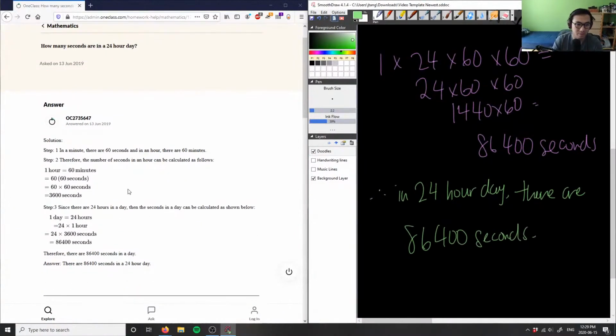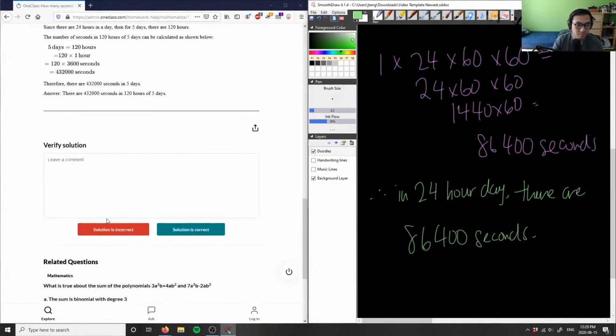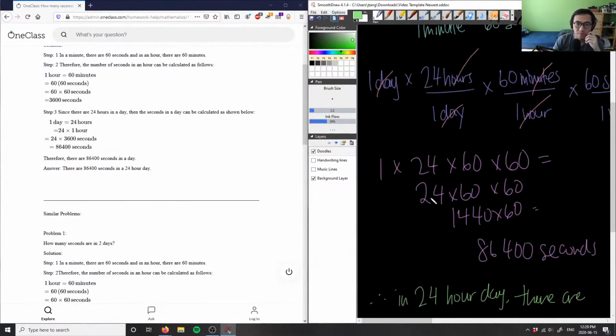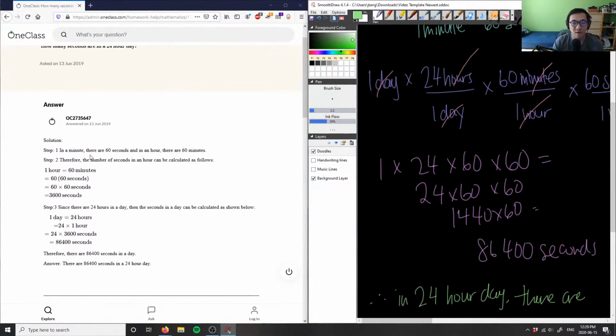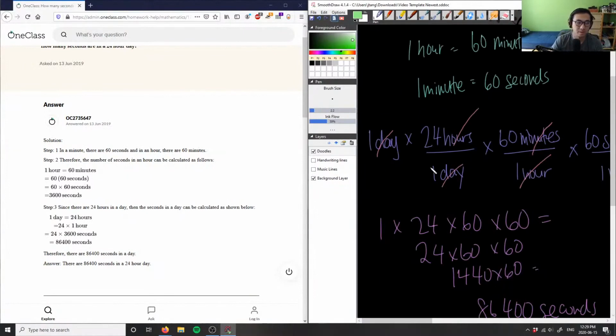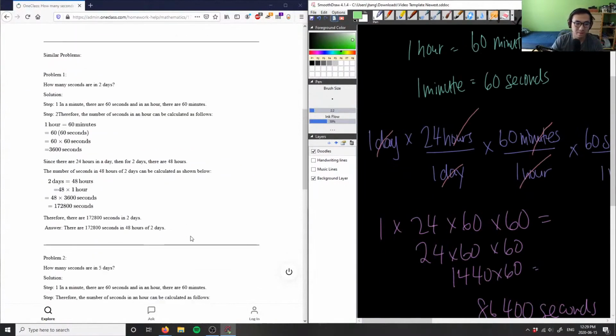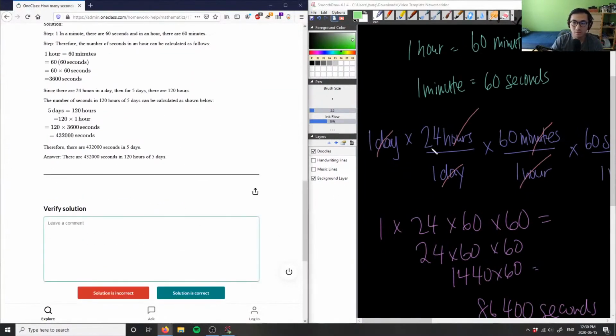So this solution here is correct. They didn't use unit analysis like I did, but this is also a valid form because they broke this down from hours to minutes first, and minutes to seconds, and then they went backwards and did days to hours. It doesn't really matter about the order because when you're multiplying integers or real numbers, multiplication is commutative, so it doesn't matter what order you do it in. So the solution here is correct.